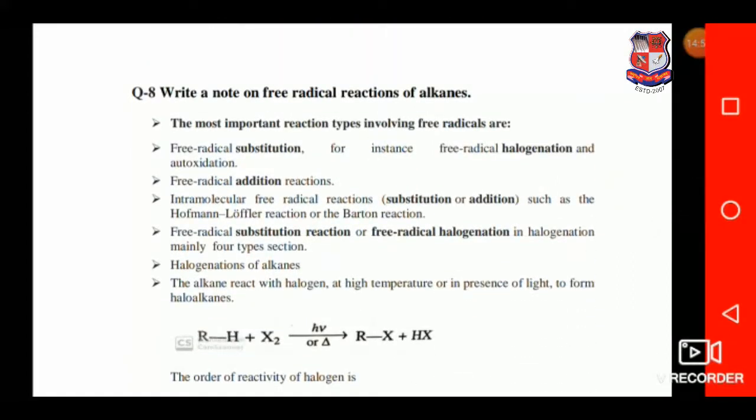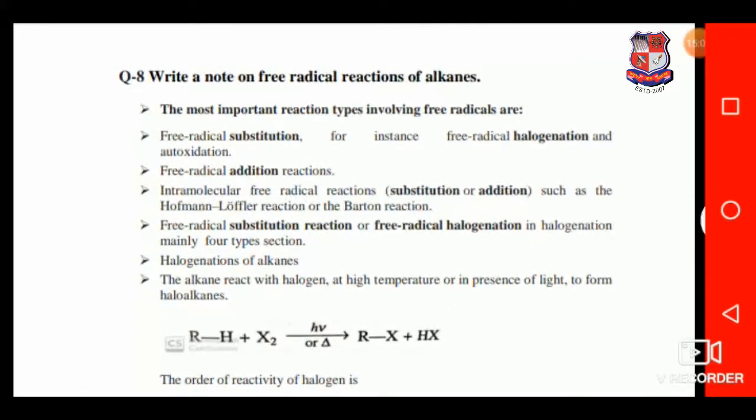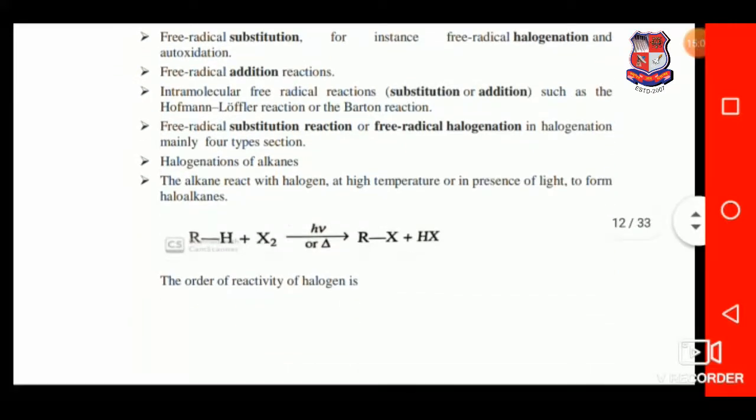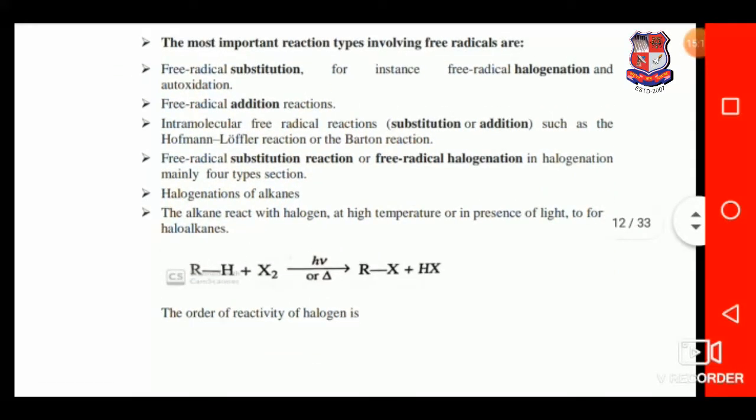Question number 8. Write a note on free radical reactions of alkene. The most important reactions involving free radicals are substitution and halogenation. Free radical substitution reactions or radical halogenation, mainly four types of reactions are there.